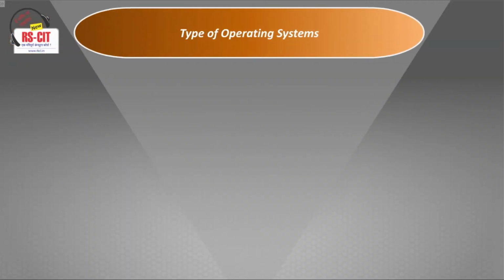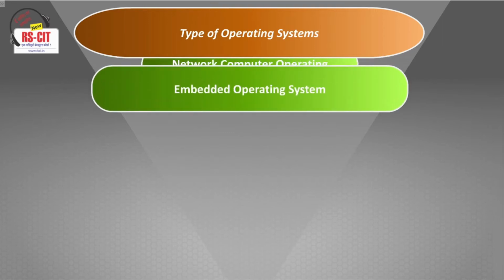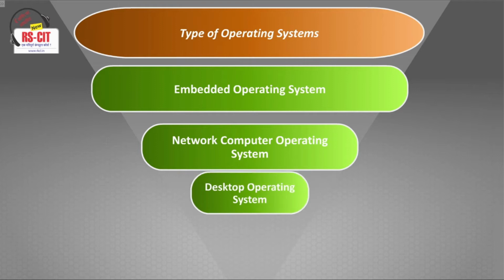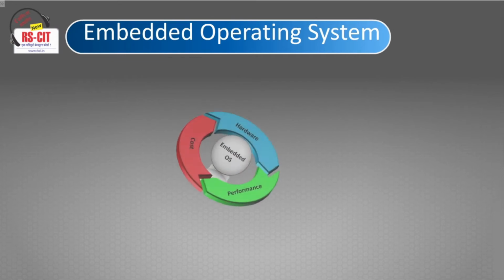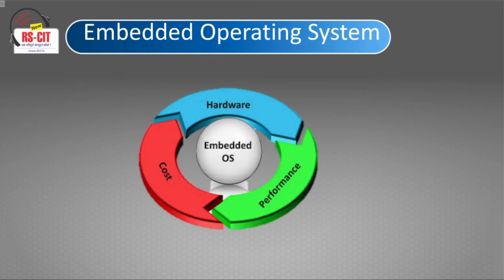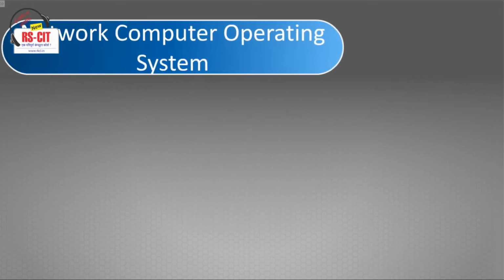Types of operating systems. Basically, there are three types of operating system. Let's discuss these operating systems one by one: embedded operating system, network computer operating system, desktop operating system. Embedded operating system: these operating systems are for embedded computer systems like handheld computers or devices like PDAs and smartphones. These are also known as real-time operating systems. Windows CE is one of the popular examples of embedded OS.